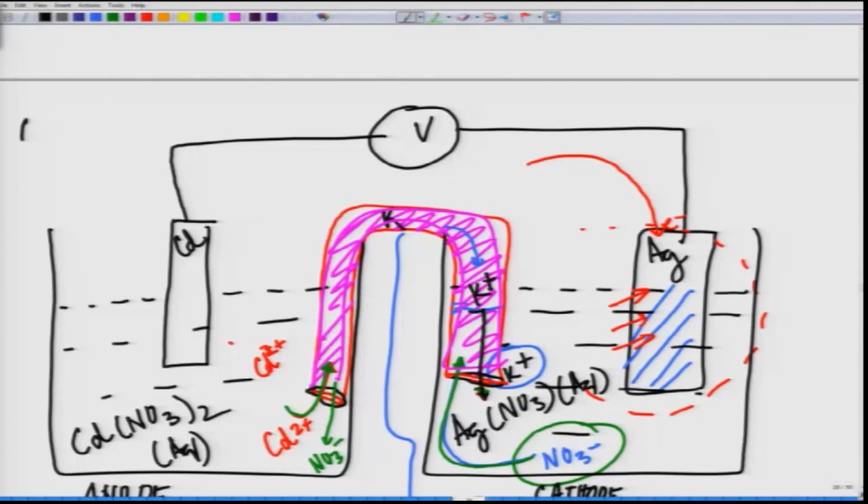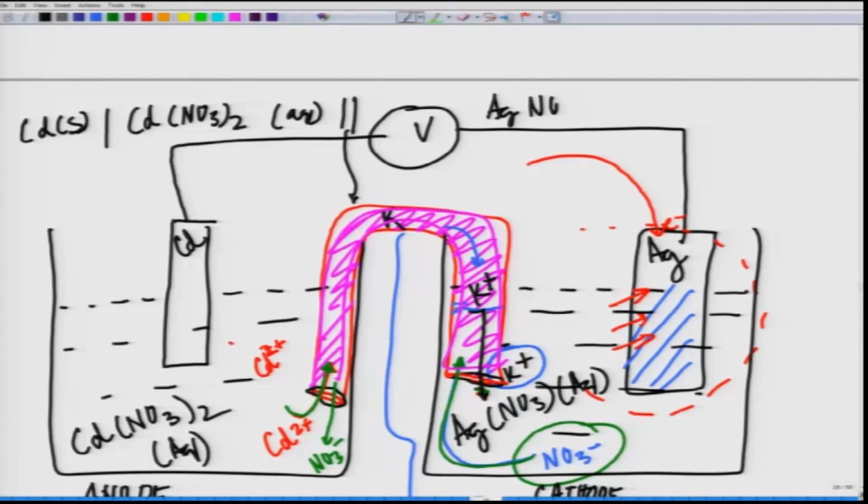Again, I am rewriting it: cadmium solid, Cd(NO3)2 aqueous, double line which is essentially your salt bridge, followed by AgNO3 aqueous, with a phase boundary, then Ag solid.